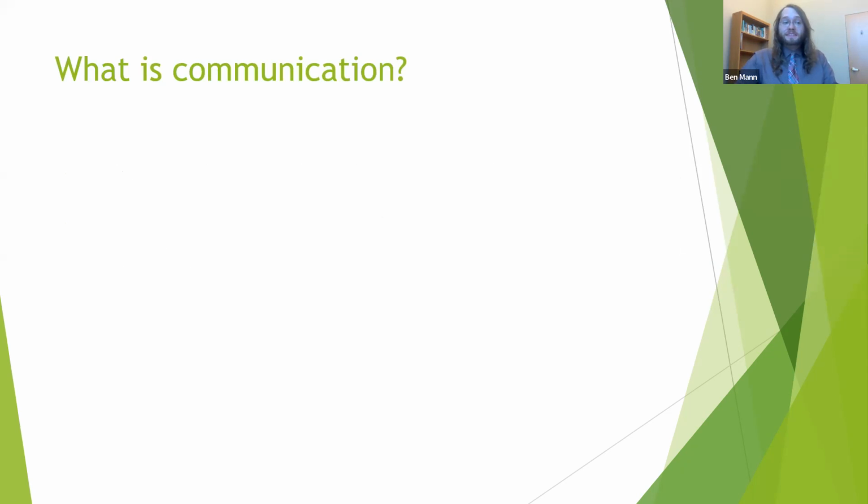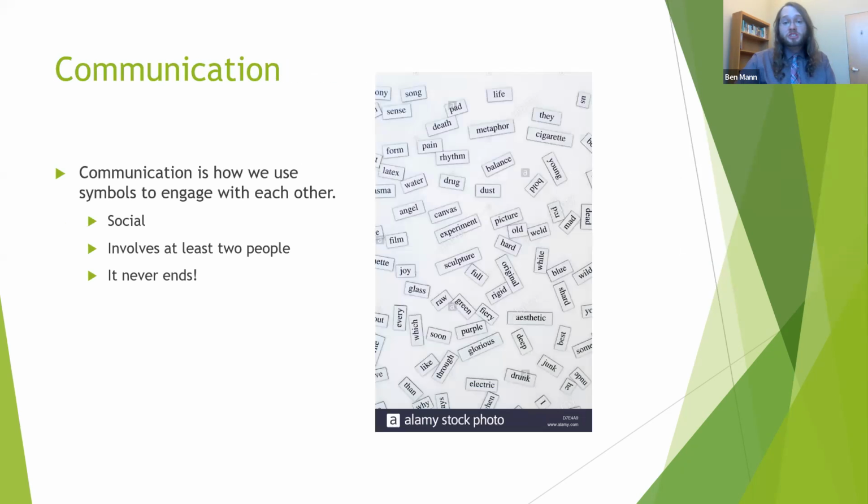I think a really good place to start, though, is to define what communication is and why communication matters to us. Communication is essentially how we use symbols to engage with one another. Words are symbols, right? They're a collection of these squiggly lines and curves that, when put together, represent an object. If we see the letters DOG, right, for dog, that doesn't actually visually represent a dog. However, what we know through language and socialization is that that sequence of letters represent or stand in for a dog.